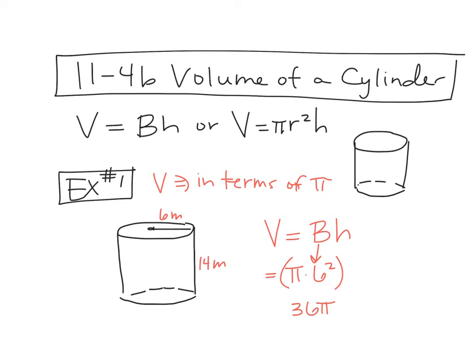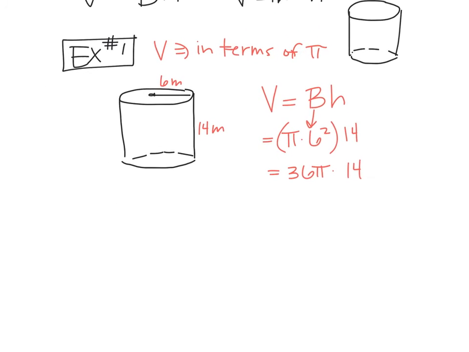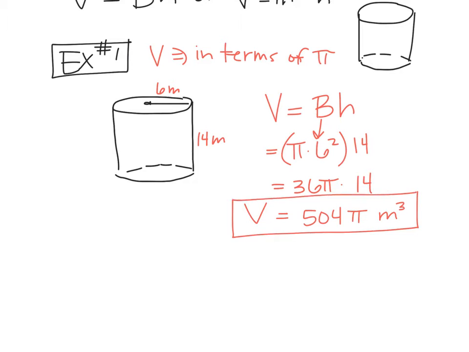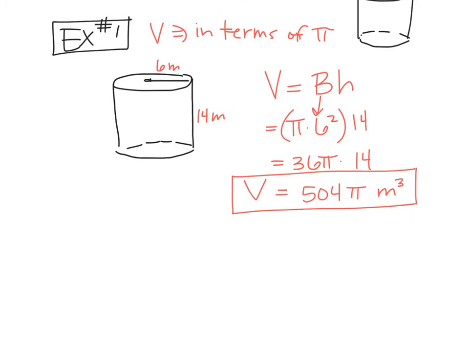Okay, what's H? That's the 14. So you're doing 36 pi times 14. If we're leaving it in terms of pi, you're just going to multiply the 36 and 14, which gives you 504. And then attach your pi. How are we labeling it? Meters cubed. Okay, 504 pi cubic meters. Easy peasy, right? Good there? All right, what about this one?